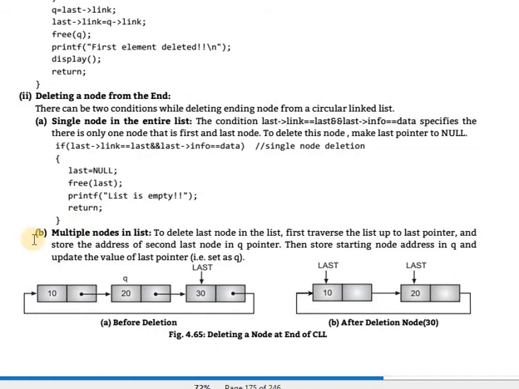Travel up to the last pointer and store the address of the second last node in a queue pointer. So the queue pointer is the second last node. After that, last is freed and this queue is considered as last. This means last is assigned the queue pointer, and then that node is freed, so obviously that element will be deleted. In the figure, we show 10, 20, 30, and 30 is treated as the last node to delete. Not 10, because that is the initialization.